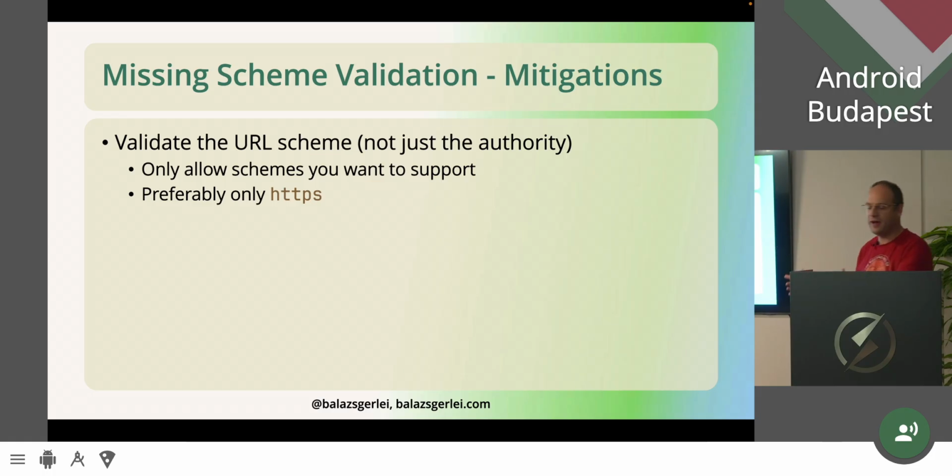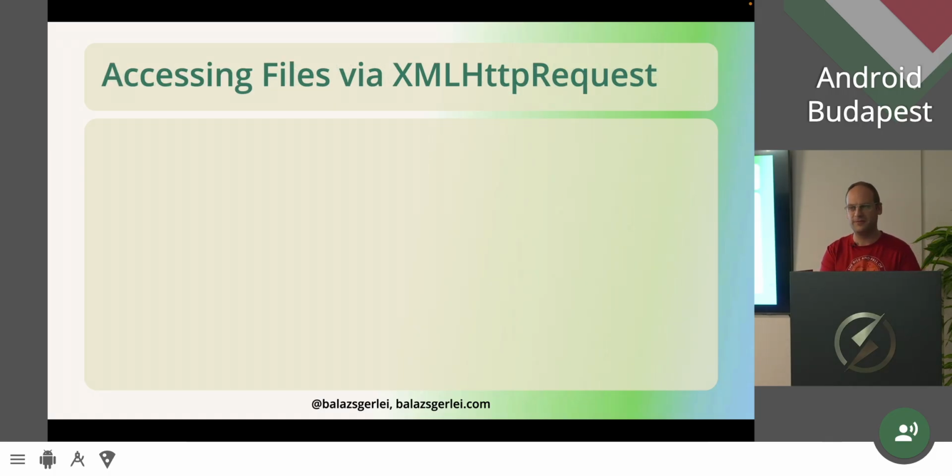I always want to highlight this: in security, it's always better to use an allow list, not a block list. You shouldn't just look for the things that you want to block. You should instead check that what's coming in is part of the things that you would like to allow. So you need an allow list, preferably on HTTPS, especially for load URL calls, because you don't want JavaScript coming in.